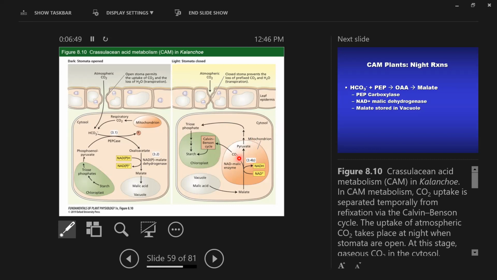So a lot of the same players. Really, the key difference is that when you look at the phosphoenolpyruvate, it's coming actually from the breakdown of starch. So you have that kind of difference, but it's the same enzyme. PEPcase is working with the CO2 as it comes in, reacting it with PEP. You get oxaloacetate again, which turns to malate. So same players in that sense. Questions on the CAM pathway?